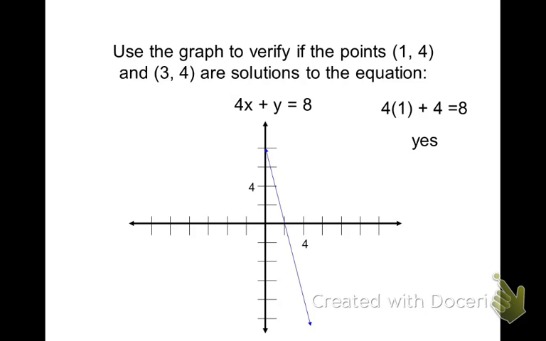So we plug a 1 in for the x, and we have 4 plus 4 equals 8, because we plug the 4 in for the y, and yes, that's true. So the point (1, 4) is on the line. Is the point (3, 4) on the line? Well, it doesn't look like it to me. It looks like the (3, 4) is way off to the right, and as I check it, I plug in the 3 for the x, 3 times 4 is 12, and I plug in the 4 for the y, we get 16. Is 16 equal to 8? No, 16 doesn't equal 8, so it's not part of the solution.